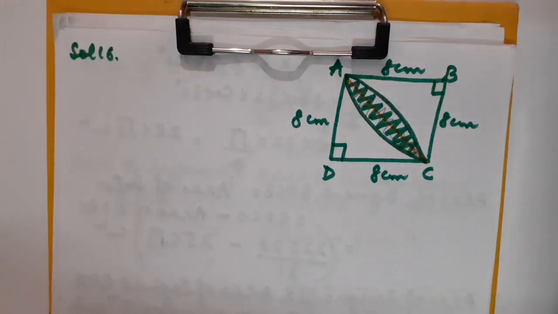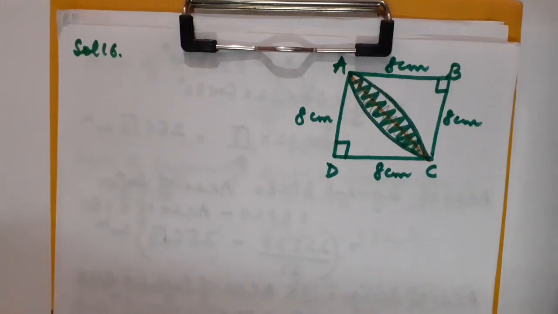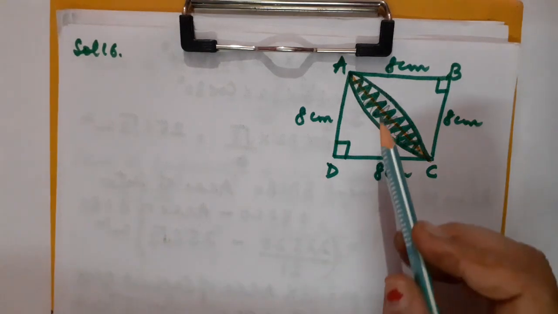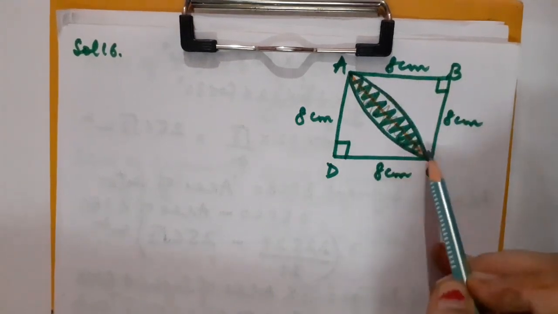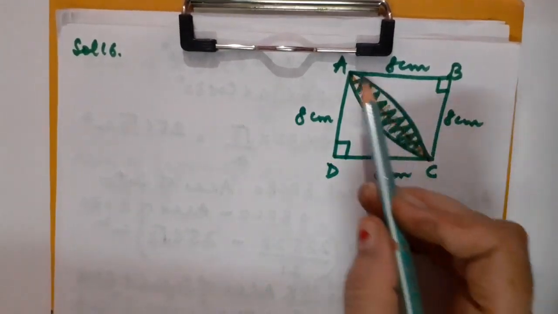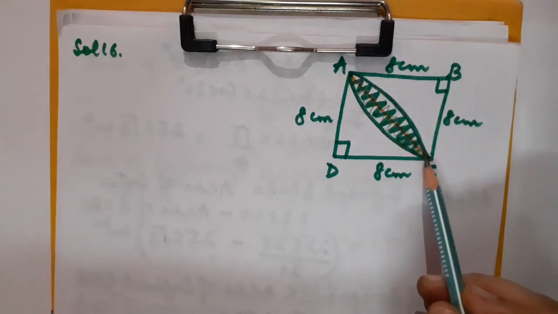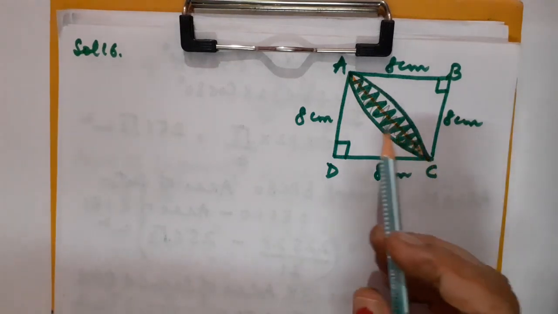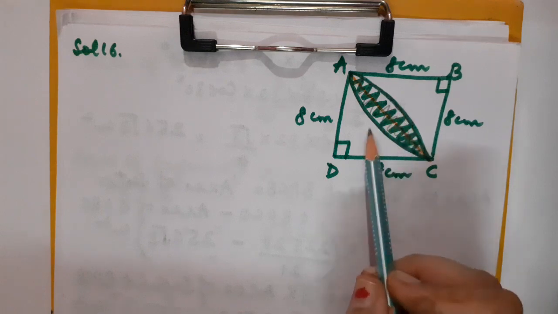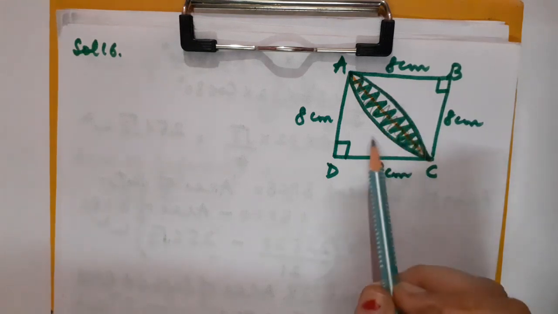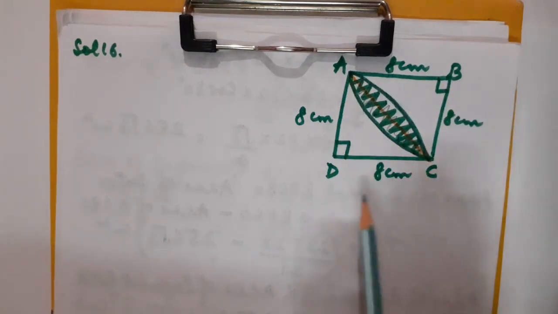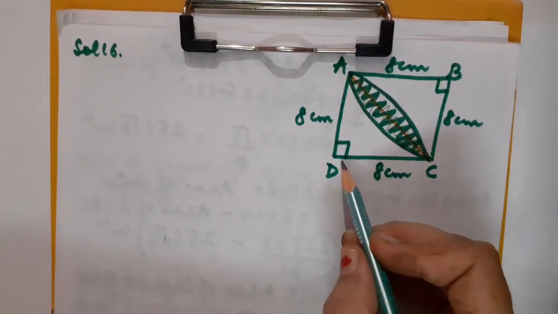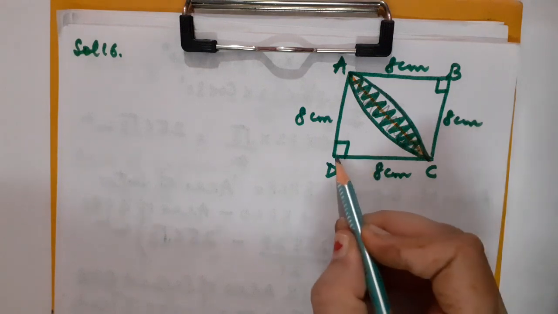So children, now I am going to switch to the last question of this chapter, that is question number 16. Here is the diagram. Just understand this diagram. First of all, there is a square given and one design is made inside that square in such a way that this design is common between two quadrants of a circle of radius 8 centimeter. Now let us understand how it is going to make a quadrant. I am going to darken it.